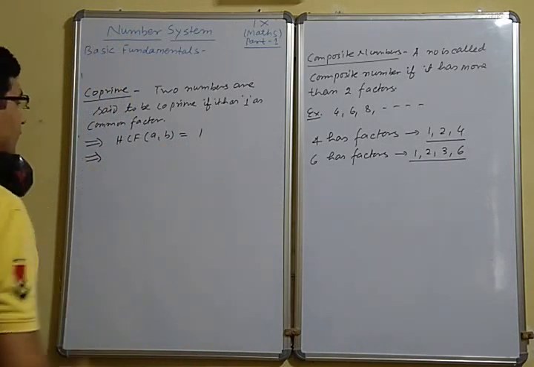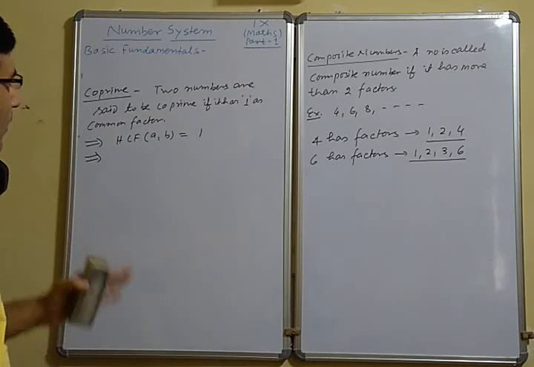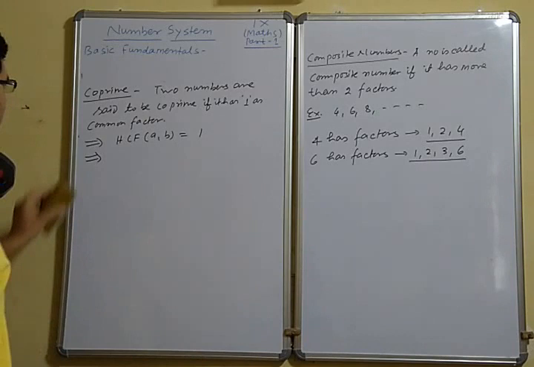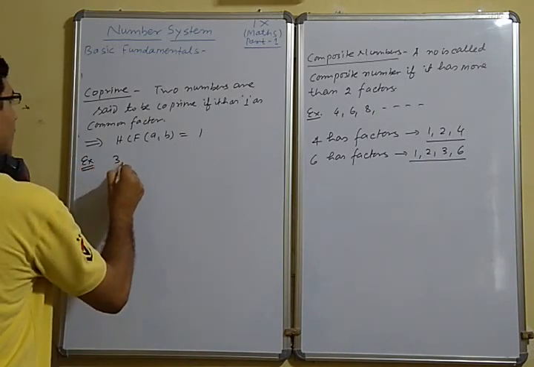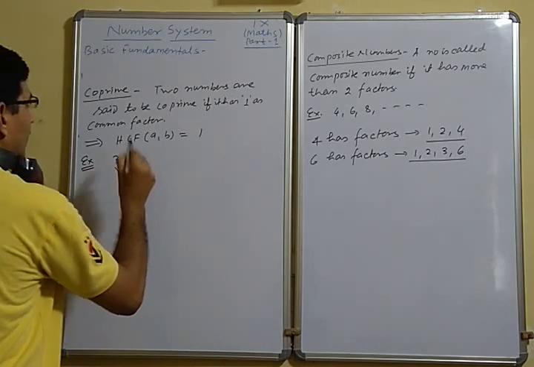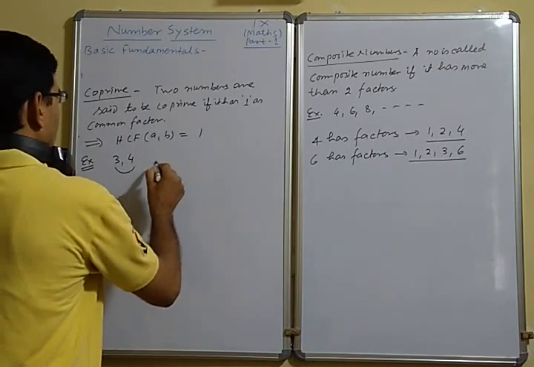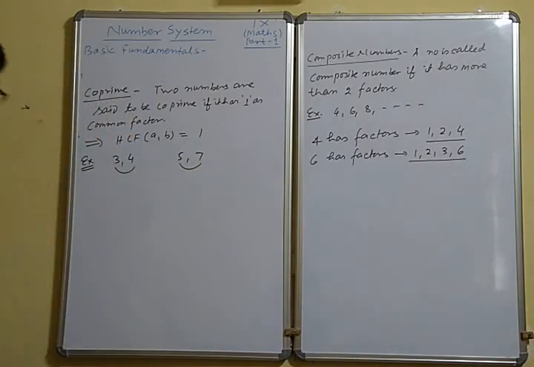Implies that you can also say that there is no common factor other than 1. They are said to be co-prime numbers. For example, 3 and 4, these two numbers are co-prime numbers. And between 3 and 4 there is only 1 as a common factor. 5, 7 are co-prime numbers.